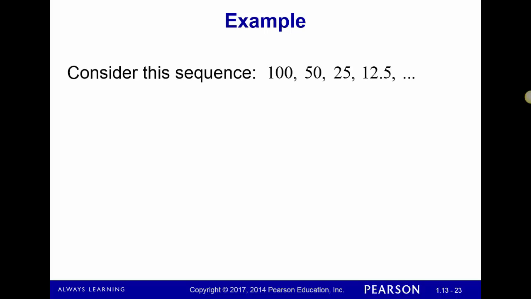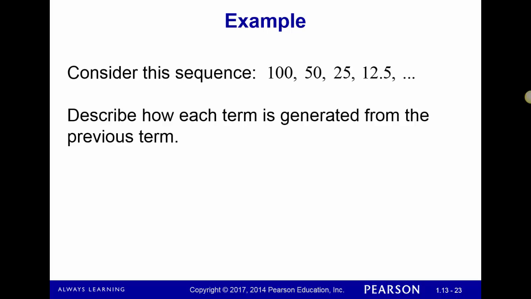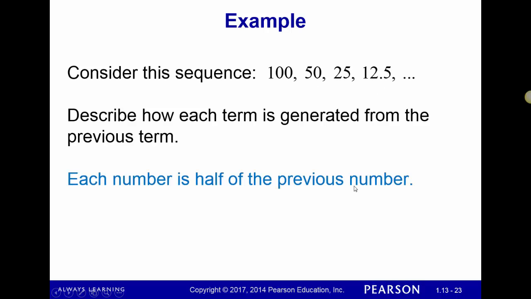So consider this sequence. Describe how each term is generated from the prior term. So if we take a look at that sequence, what do we see is happening? Looks like it's being divided in half each time. So 100 divided by 2 gives me 50, divided by 2 gives me 25, divided by 2 gives me 12.5. Each number is half of the previous number.